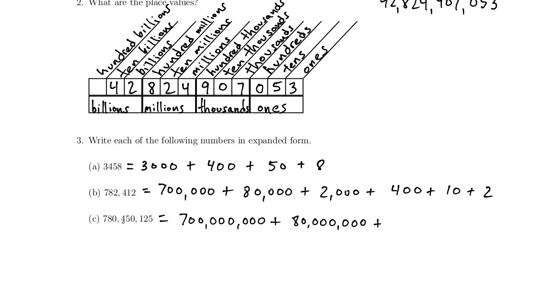And next we have the 4. 4 is in the hundred thousands place. So the 4 represents 400 thousands. So that's going to be 400,000. Plus the 5 is in the 10,000s place. So that represents 5 10,000s or 50,000. Plus, again, we have a 0. 0 is in the thousands place, so that represents 0 thousands. We can just skip that.